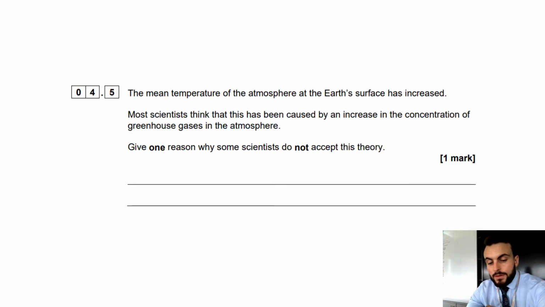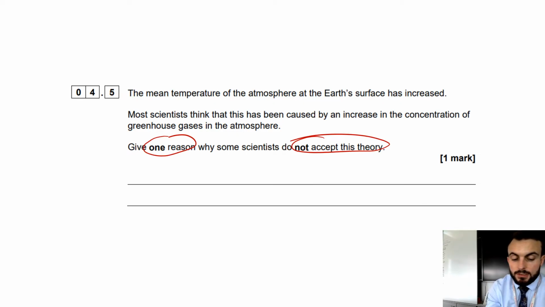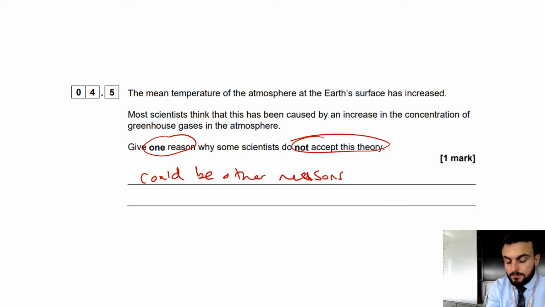The mean temperature of the atmosphere at the Earth's surface has increased. Most scientists think it's caused by an increase of greenhouse gases. However, some don't accept this theory. Give one reason why. So the most obvious thing you could suggest is that there could be other reasons for the temperature change.